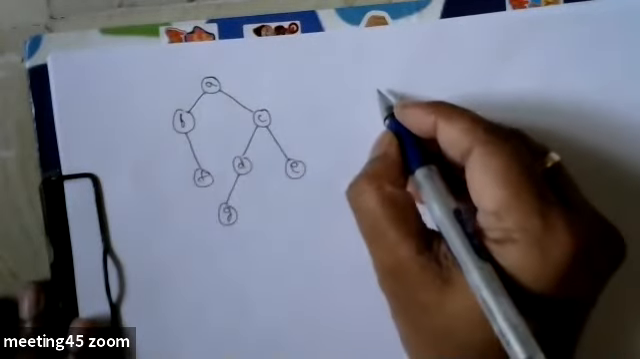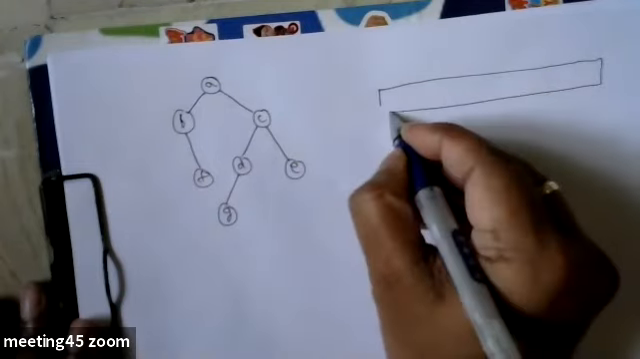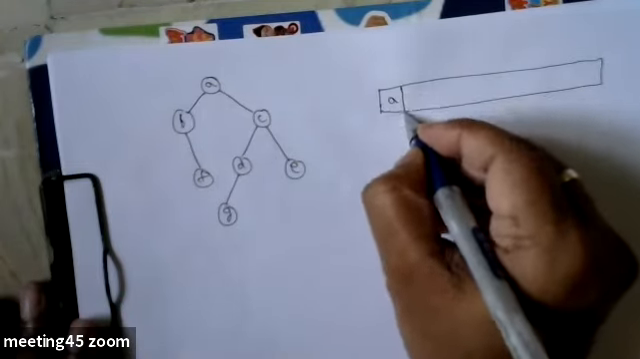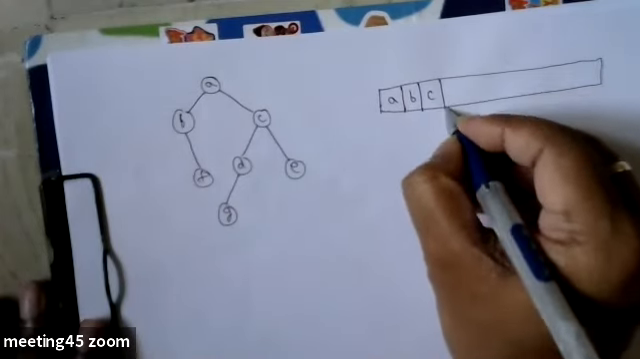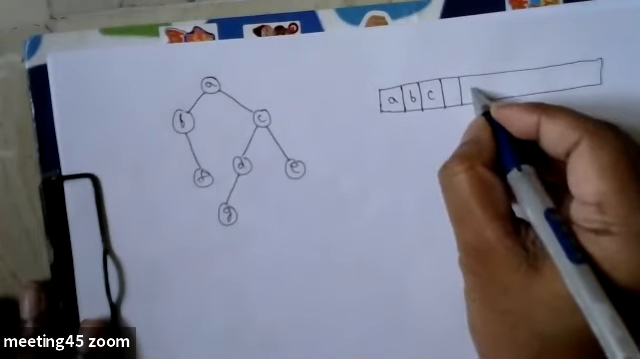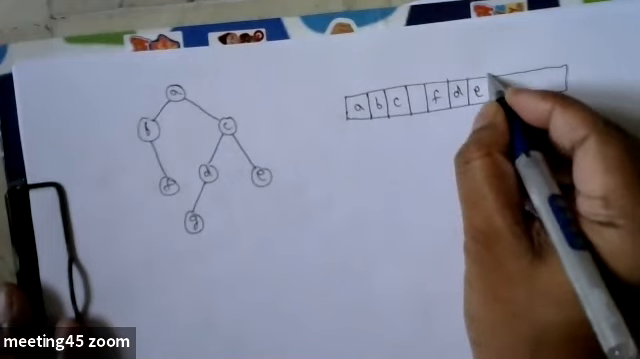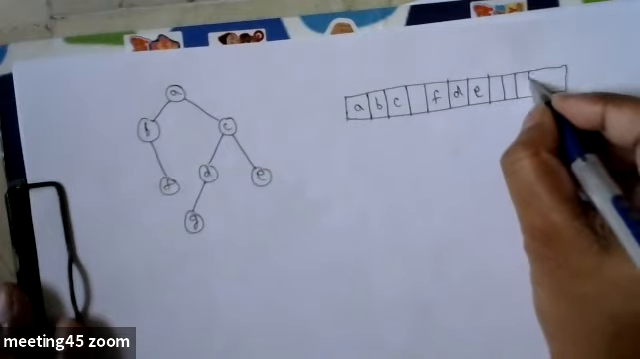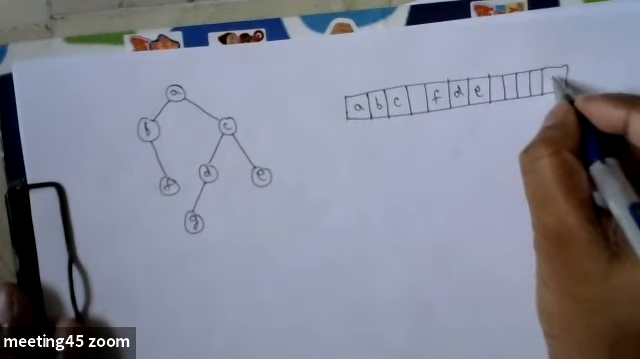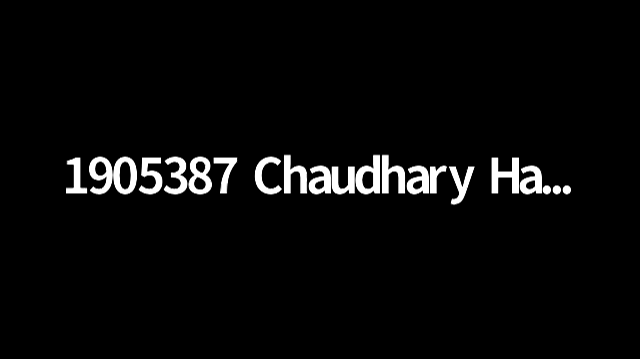I am drawing this, representing this using an array. So how can you see this thing? Just see, this is my array. How do I draw this? A, B, then C, then blank, then F, then D, then E, then blank, blank, blank, blank, then G. Can anybody guess and tell me what I did?